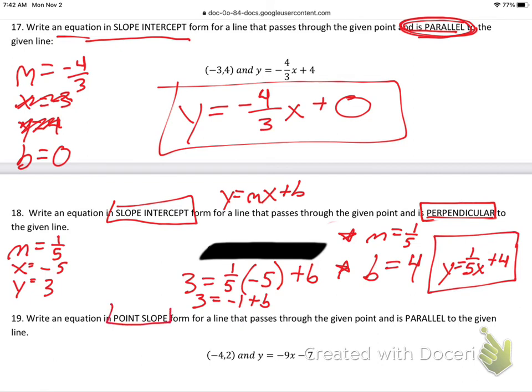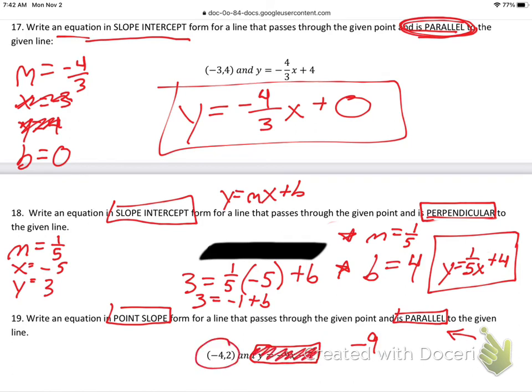All right, this one's point slope form, okay? So point slope form, and it's going to be parallel. Point slope form and parallel. So again, look at this equation first. We find out that the slope is -9. And since it's parallel, I'm not going to do anything to it. It stays the same. So I'm done with this right here.